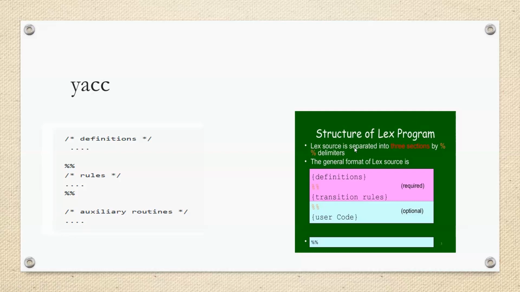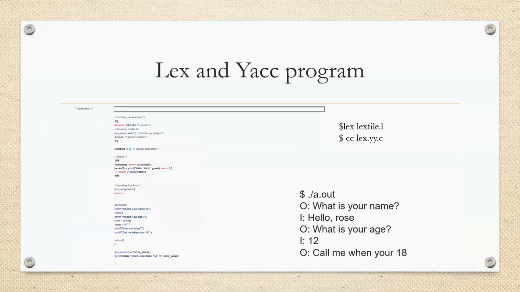The structure of a Lex program is the same as the structure of Yacc, but it has only two sections, that is, the definitions and the rules section. The C subroutine section is only present in Yacc. This is the only difference between the Yacc and the Lex program. So let us see a simple program on Lex and Yacc.